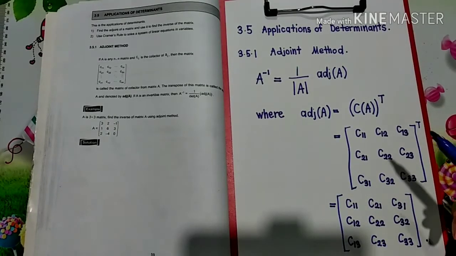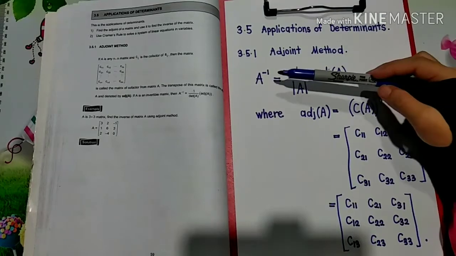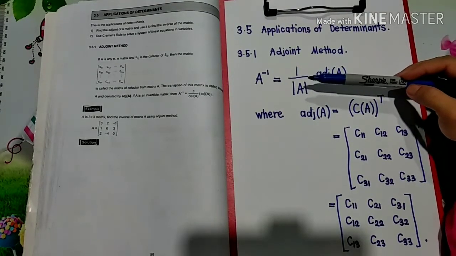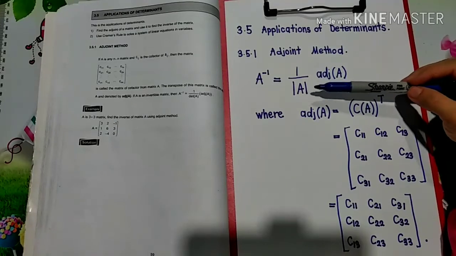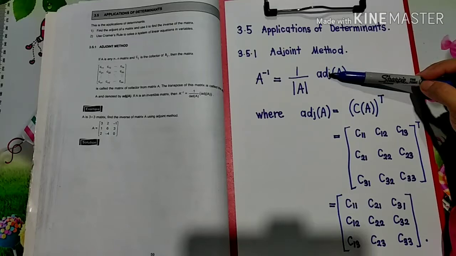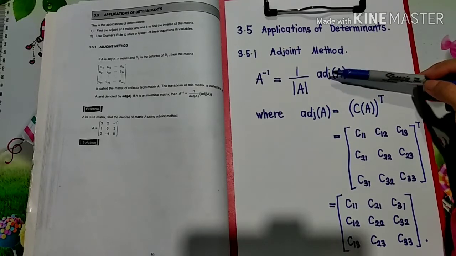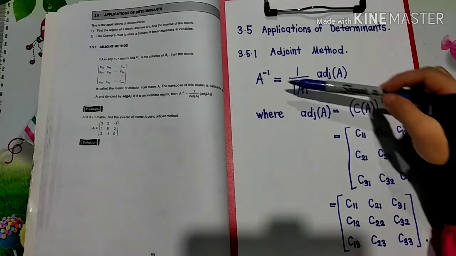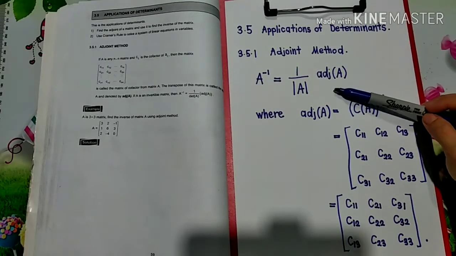Alright? So remember here, when you want to find the inverse of A, you need to find two things. First, determinant of A, and then the second one is adjoint of A. So after that, you can solve A inverse by using the adjoint method.